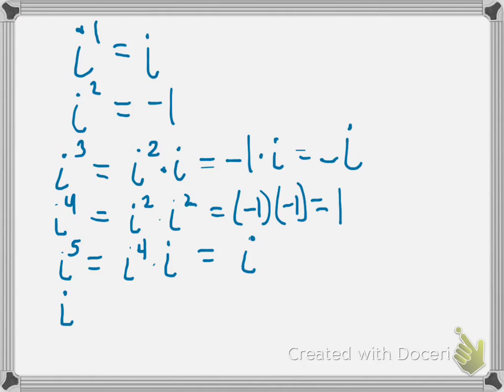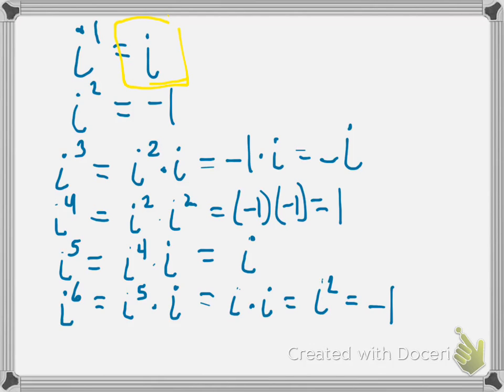If I take i to the sixth, there's a number of ways of thinking about this, but i to the fifth times i is an easy way of looking at it. We already know i to the fifth is i, so this becomes i times i, and we're back to i squared, and we should know i squared is -1. And so we notice that as we work through higher powers, we're cycling through the four different values: i, -1, -i, and 1. And then it starts over again.